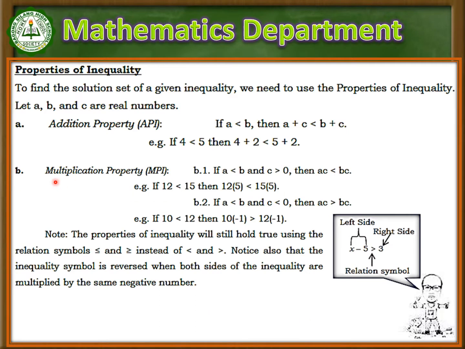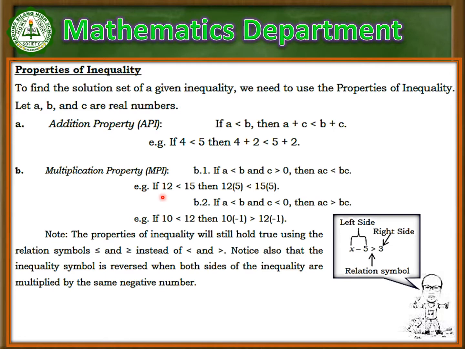Let's have the multiplication property of inequality. If A is less than B and C is greater than 0, then AC is less than BC, meaning that C, the third number, is positive. If the number is positive, the result will still be less than.